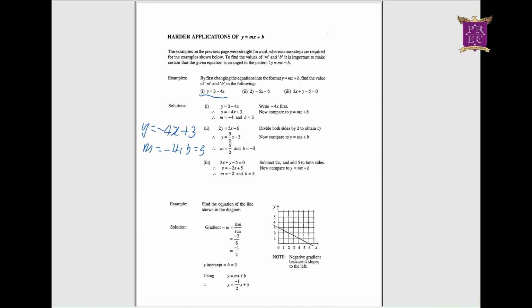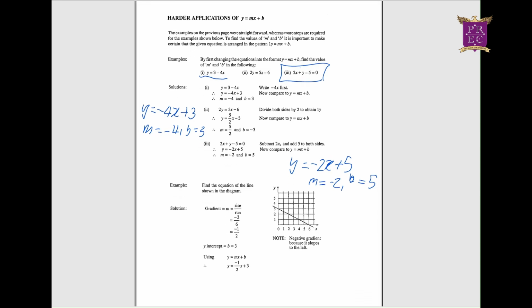Let's do this one. What we need to do here is first rearrange the equation into the y is equal to mx plus b format. So we have y is equal to -2x plus 5, because we're taking everything that's not y to the other side of the equation. So now we're left with m is equal to -2 and b is equal to 5. And that's what you do.